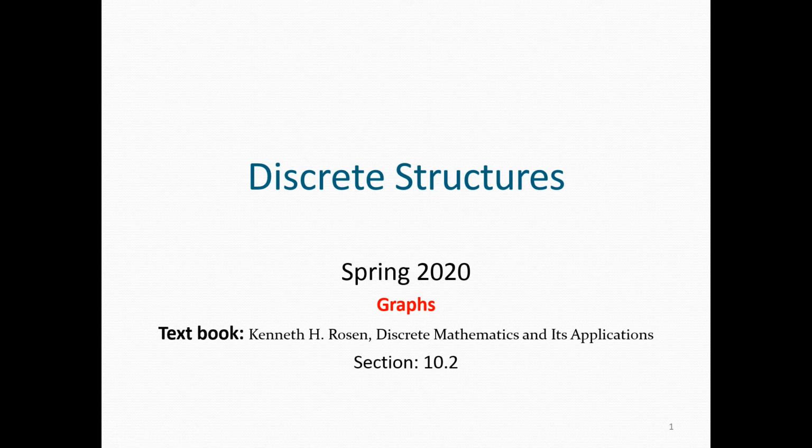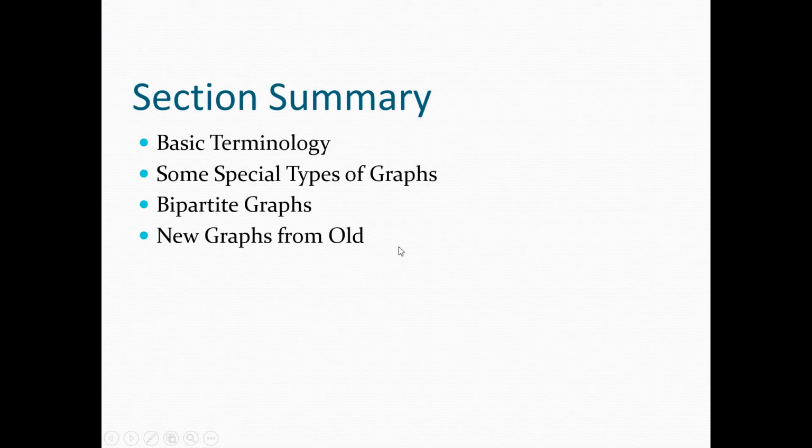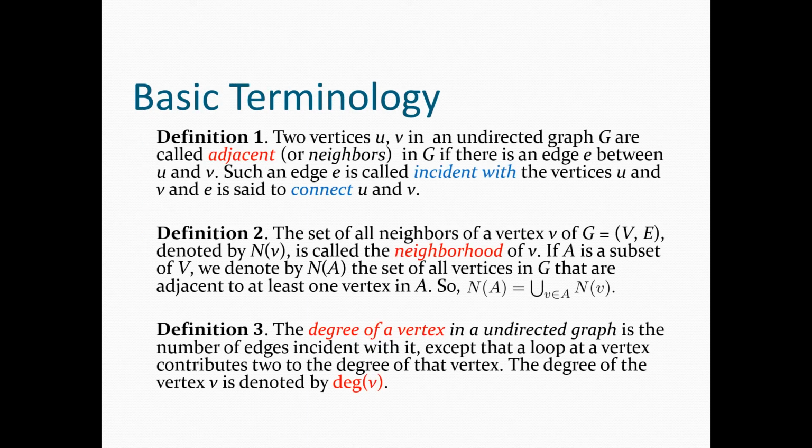Chapter number 10. This is about graphs. So 10.2 is about graph terminology and special types of graphs. So here is the section summary: basic terminology, some special types of graphs, bipartite graphs and new graphs, old graphs.